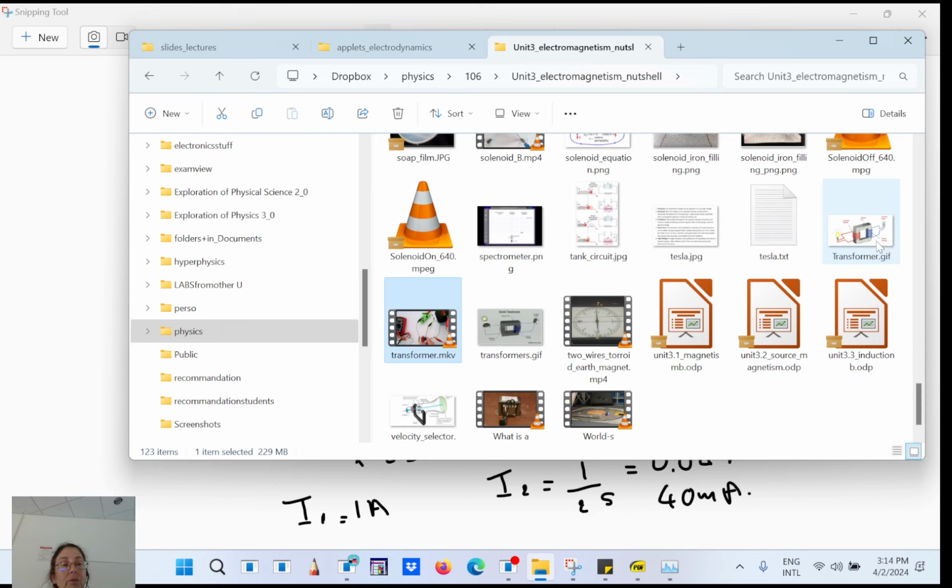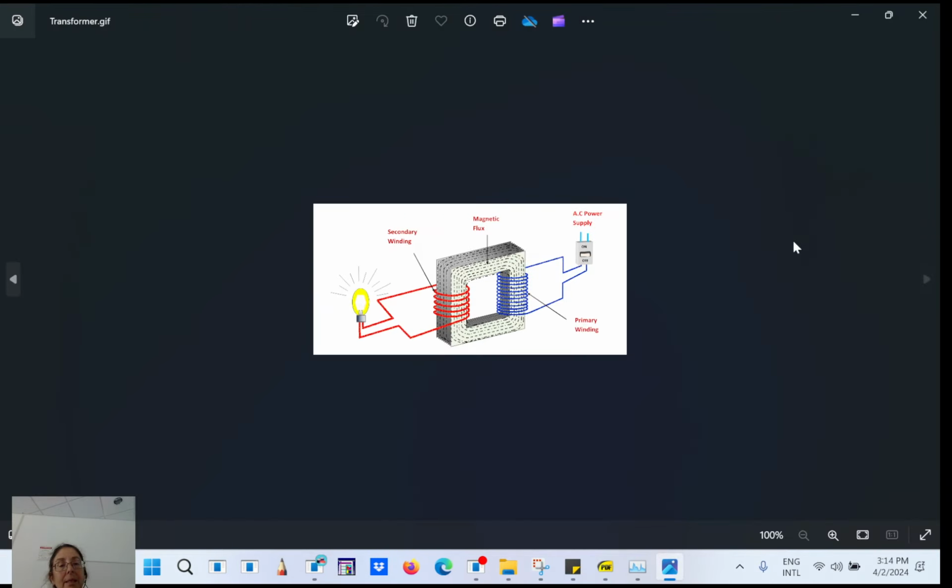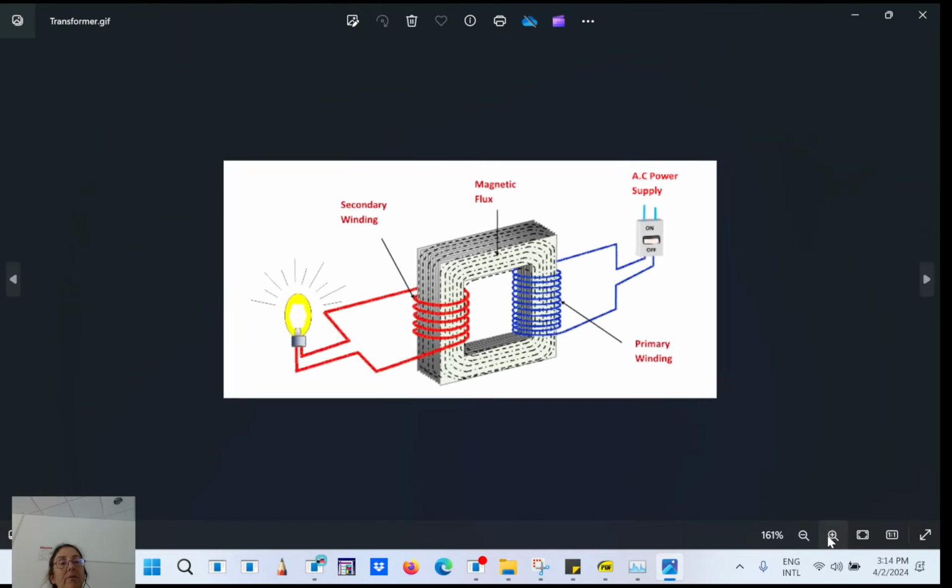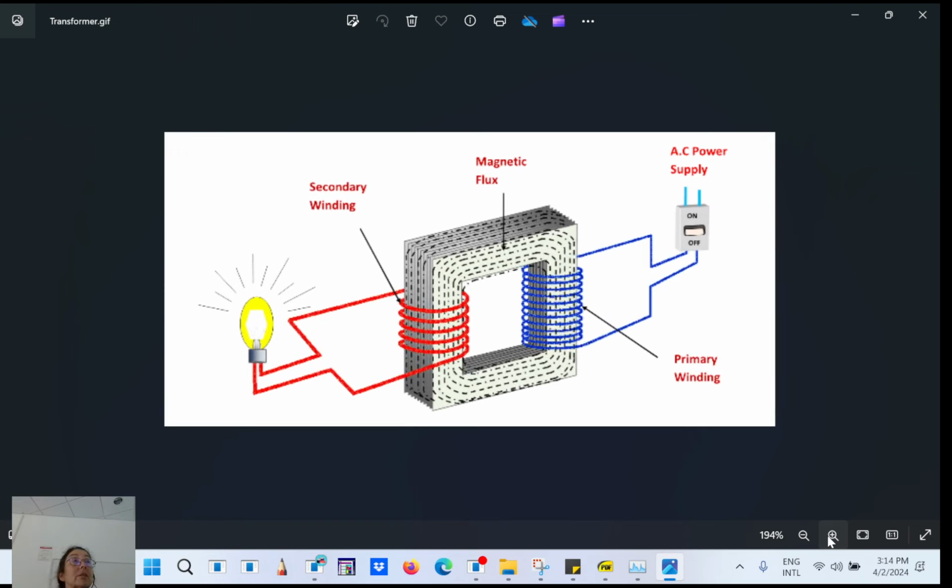So that's how a transformer works again, and it's based on Faraday's law of induction. If you have tablets today, you can have a laptop. It's thanks to Mr. Michael Faraday, who didn't go to school, basically, and taught himself everything.